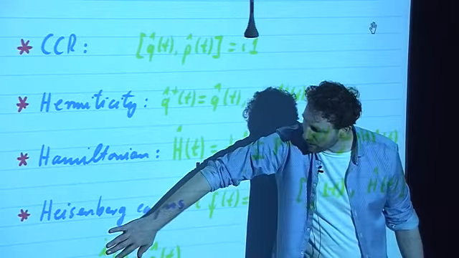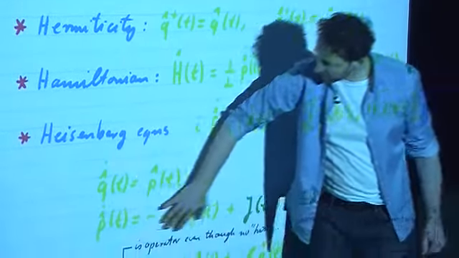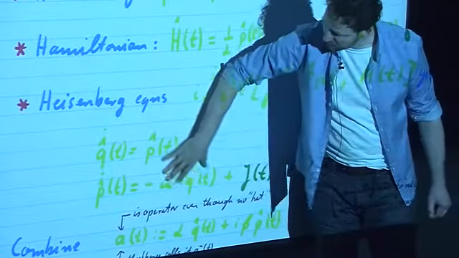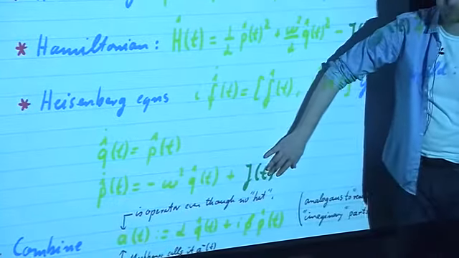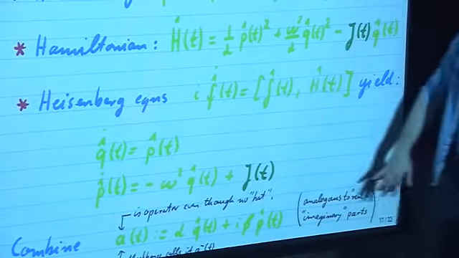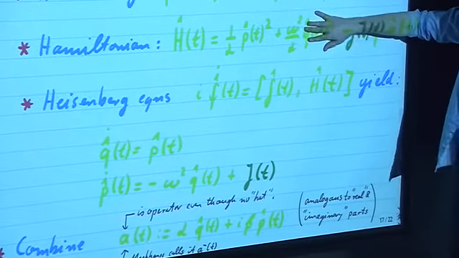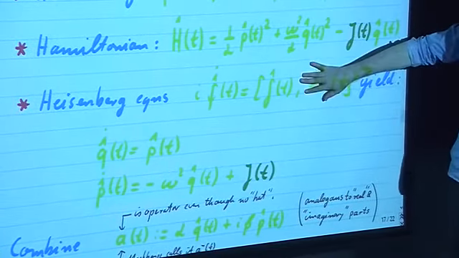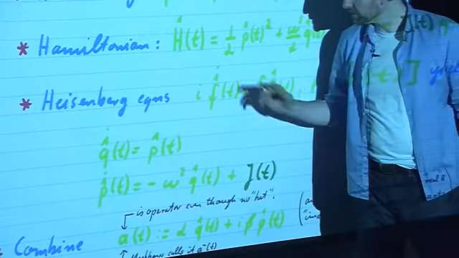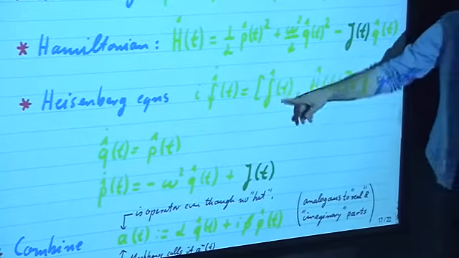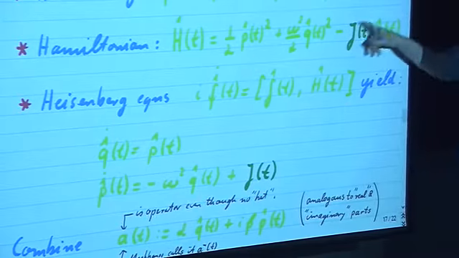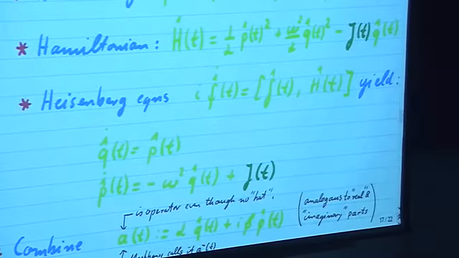q dot is still p. p dot is the usual backdriving force from the spring constant plus J of t. Please check that if you put this Hamiltonian into that equation of motion for p dot, you get a commutator here with the p and the H, and that picks up that J, to get the driving force here. Okay, so we get the system that we wanted to study.